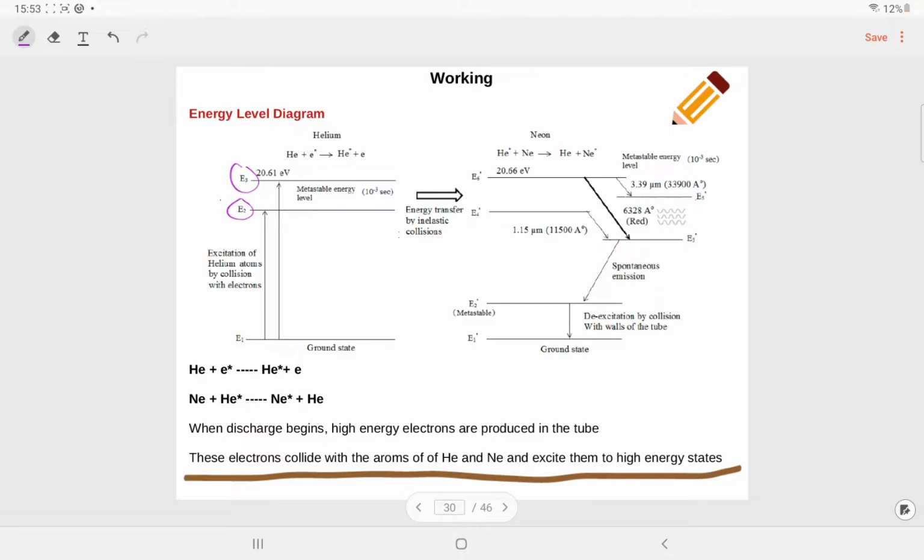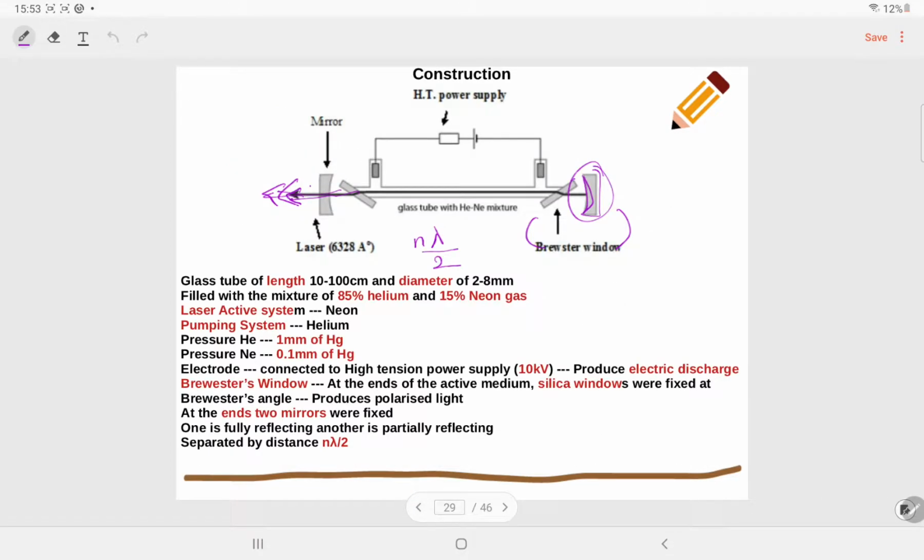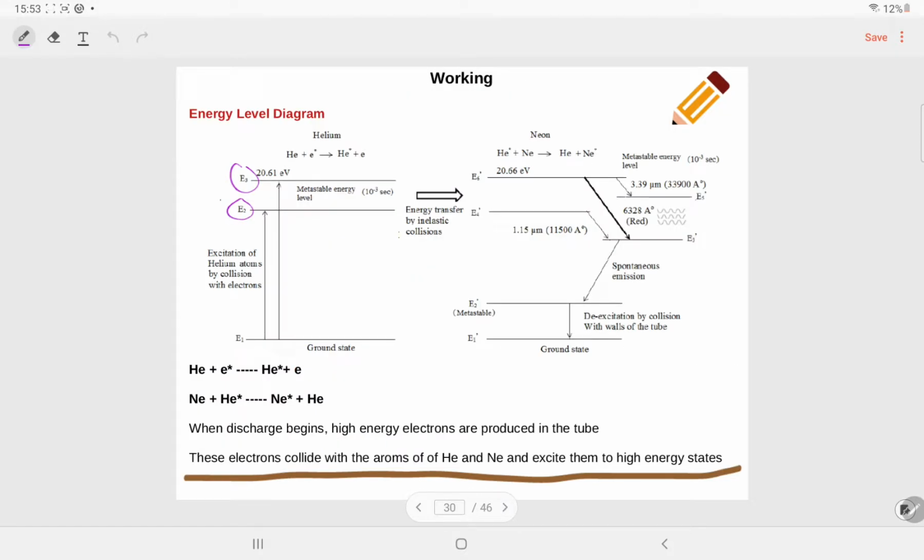The excited electrons collide with the helium and neon atoms. As the percentage of helium atoms is more compared to the neon atoms, and also helium atoms are lighter than the neon atoms, the helium atoms are more readily excited than the neon atoms, and the electrons preferably excite helium atoms from the ground state E1 to the E2 and E3 levels. This can be represented using this equation.